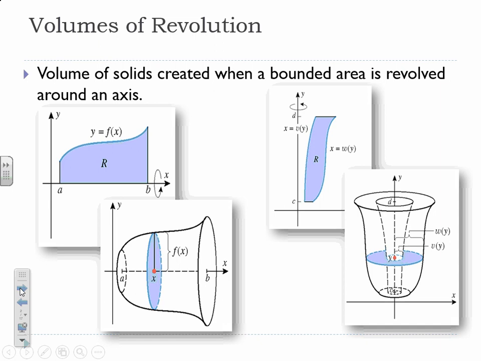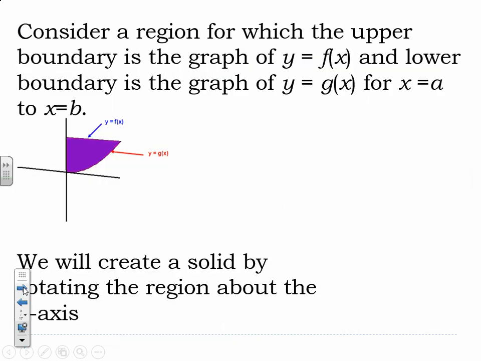Okay? So we are going to have to draw our regions and kind of imagine what they're going to look like as they rotate around a line. Okay, and then go from there. So, bear with me here. We have a region where we have f of x and g of x. They meet. We have f of x is our upper function, g of x is our lower function. Okay? What is going to happen when we rotate this around the x-axis?